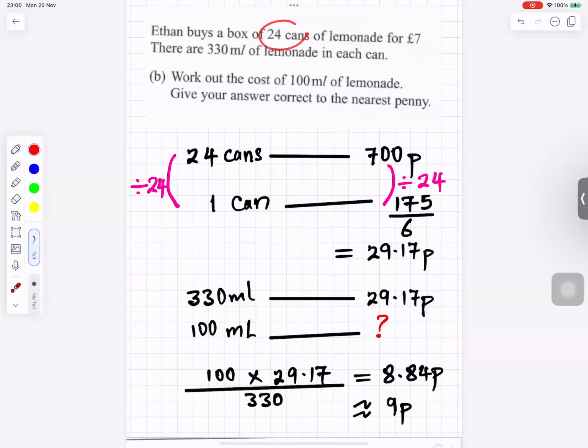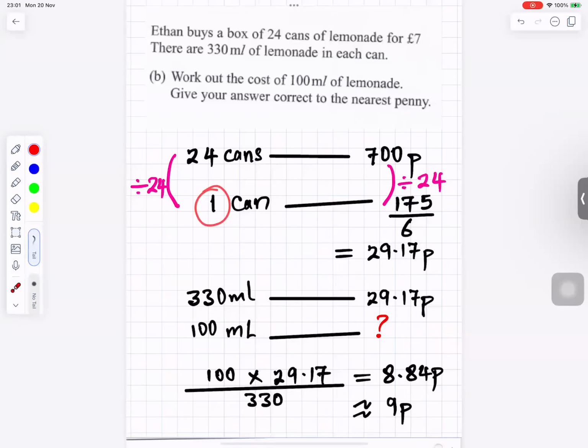Ethan buys a box of 24 cans of lemonade for £7. There are 330 milliliters of lemonade in each can. Work out the cost of 100 milliliters of lemonade. Give your answer correct to the nearest penny. So 24 cans is 700 pence. 700 pence is the same as £7. So £7 times 100.